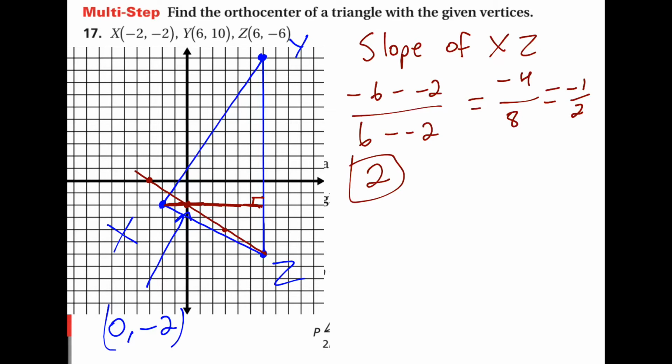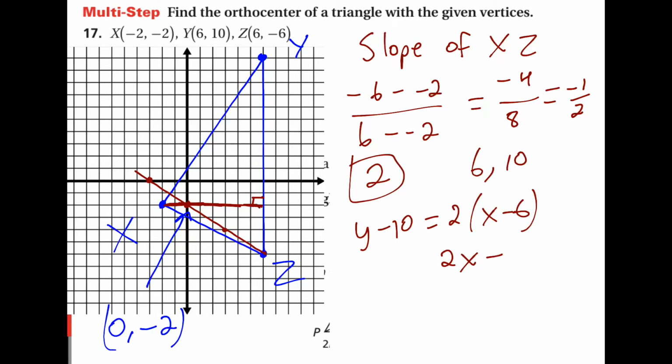And I know that if I'm looking at XZ, the opposite vertex is Y. So I'm going to use the point (6, 10) and build my line. y minus 10 is equal to 2 times (x minus 6). If I simplify this, I end up with 2x minus 12 plus 10, so minus 2, is equal to y.